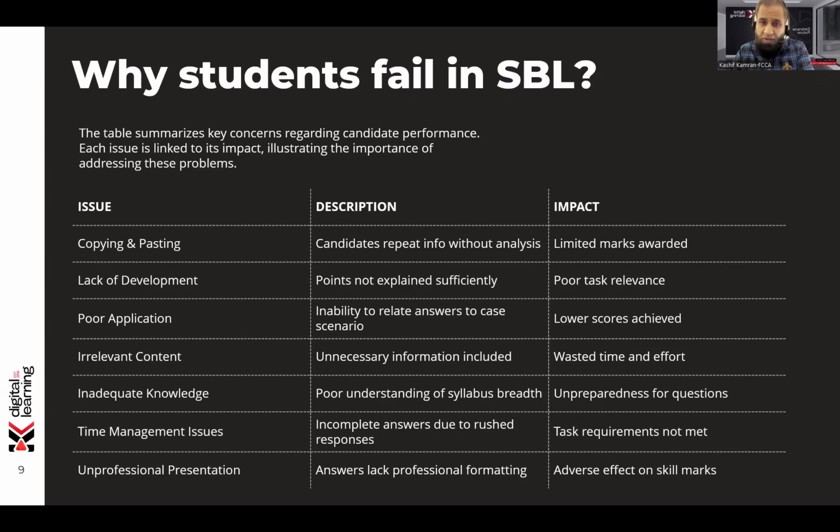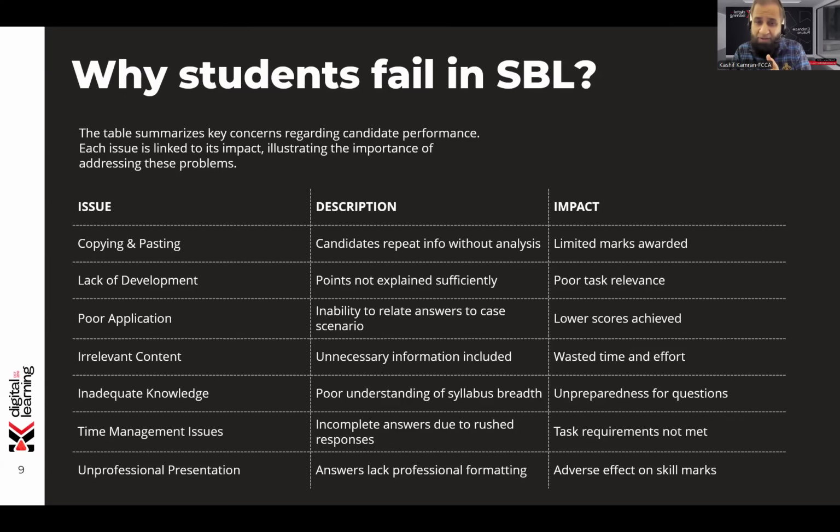Poor application. You are not connecting your answer to the case. You're not extracting the information from the case. You're not ensuring that the information given to you in the exhibit is absorbed in your answer. Poor connectivity with the case study. And that's one reason perhaps that you're not putting time into reading and planning. You were in a rush to write the answer. So whatever you understood, you just wrote it down. You had no synchronization with the case study. That will result in you scoring fewer marks in SBL.